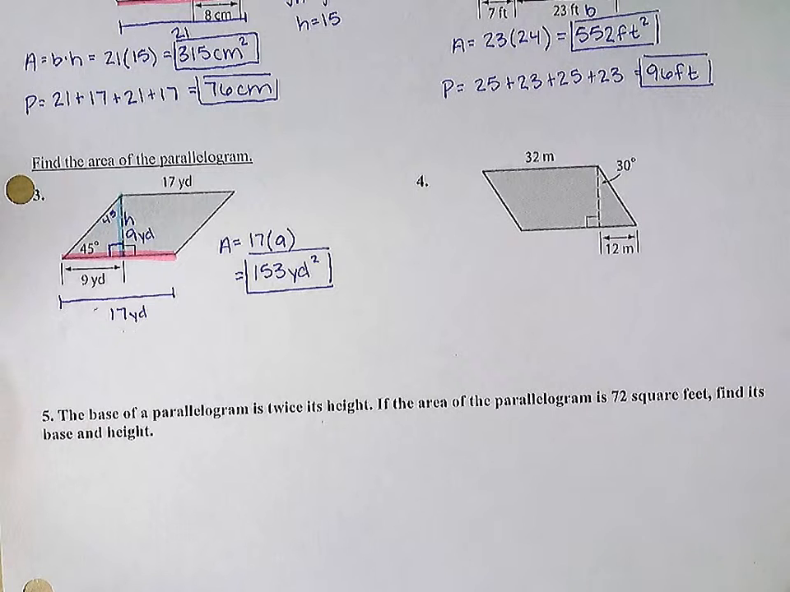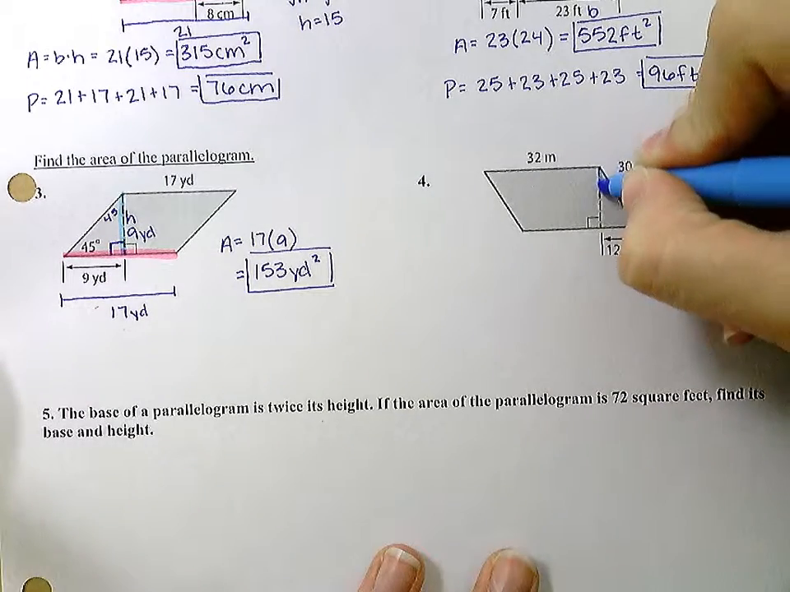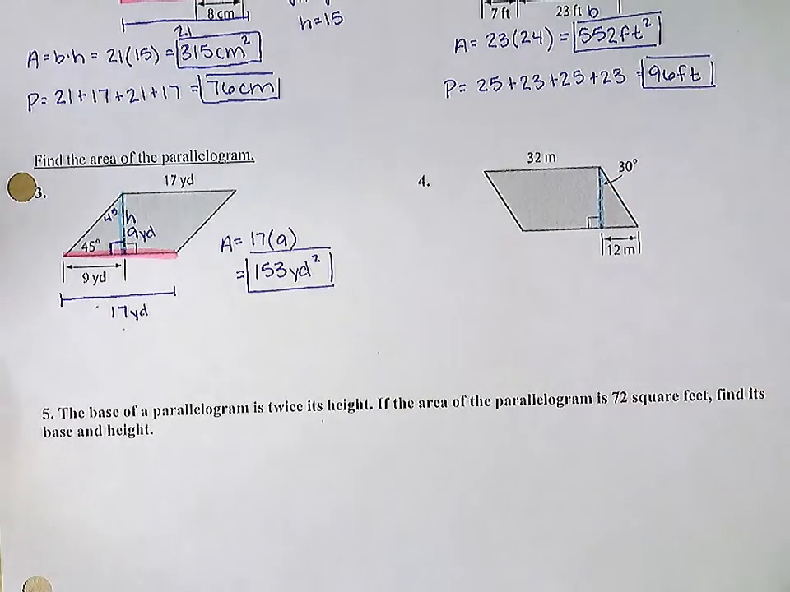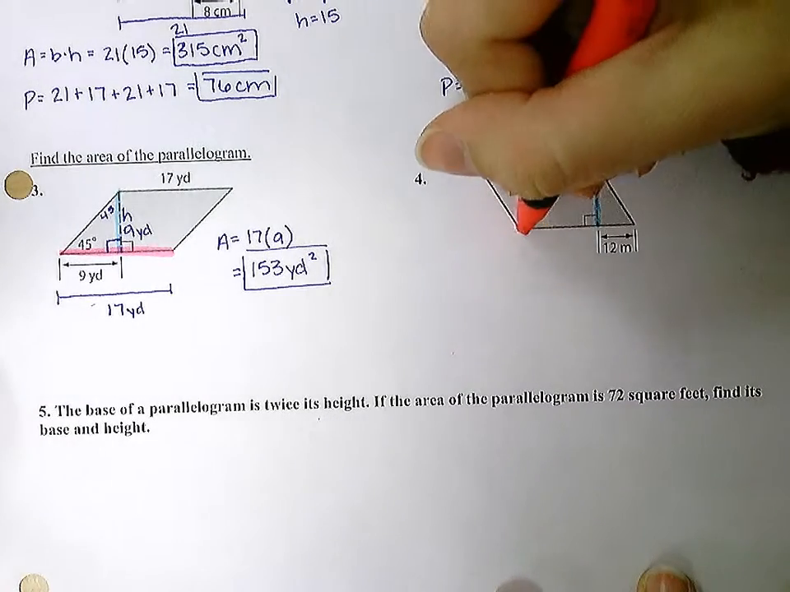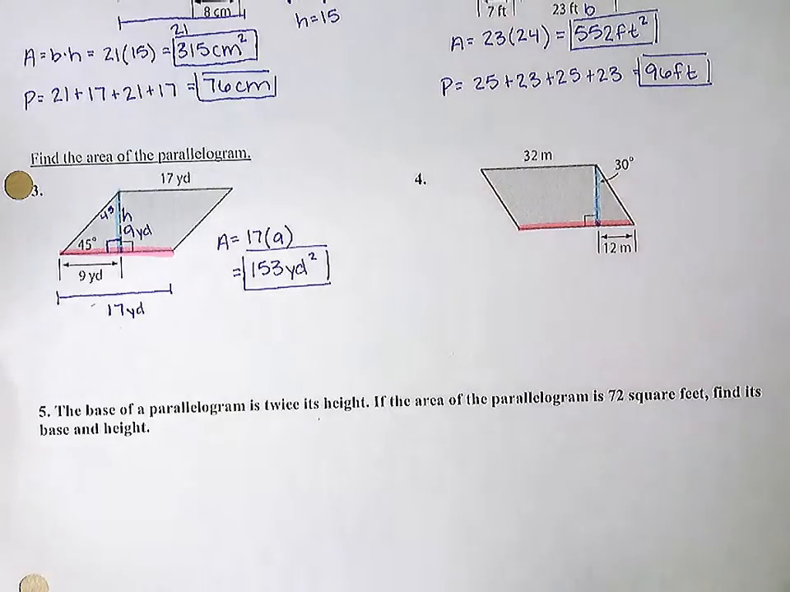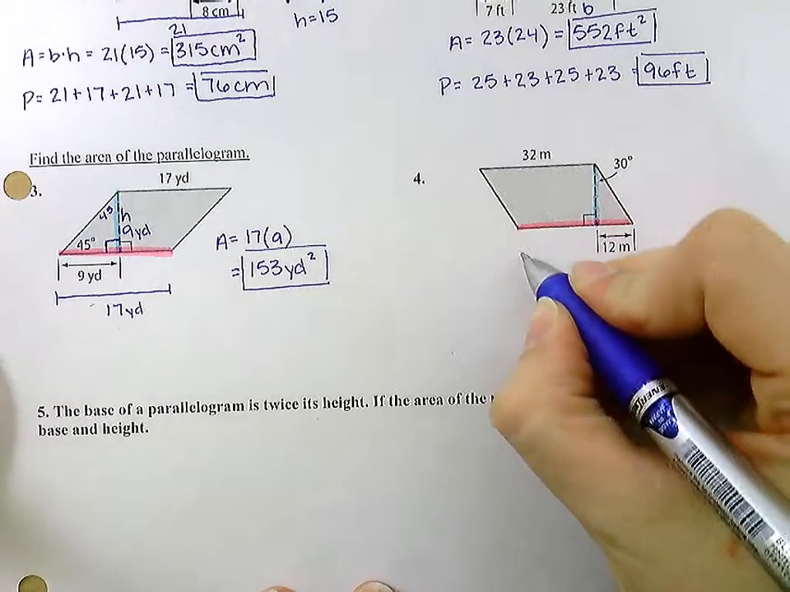All right, number 4, doing the same thing. We're trying to find the area, and we have a special right triangle involved in it. So, where's the height? The dotted line. Where's the base? The bottom line. How long is the base? 32 meters.